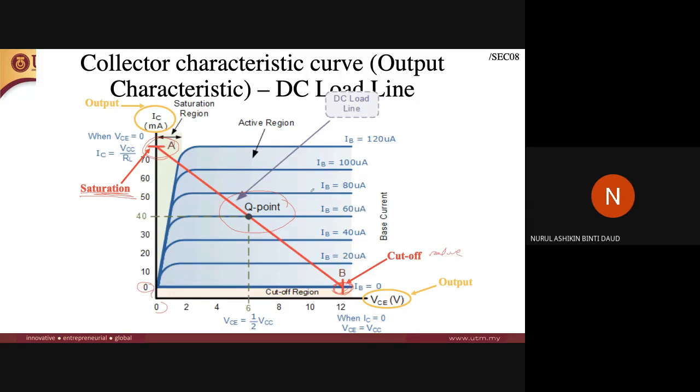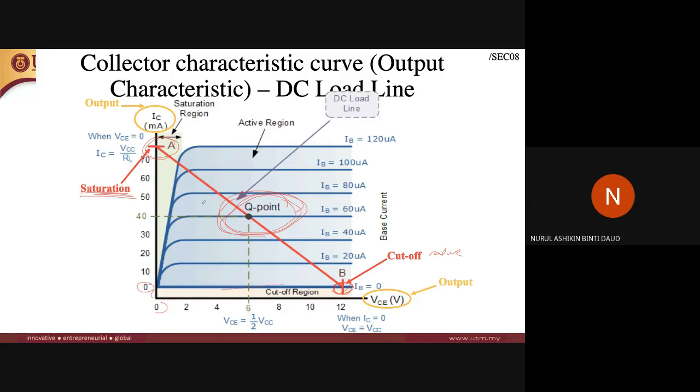At the middle of the DC load line there is a Q point, which I will explain later on. The Q point is a very important value for the transistor. For the output characteristic, usually it will give you a lot more information. You can also see the active region here, the active region for the transistor. Here is the saturation region, and also here is the saturation value, and here is the cutoff value.